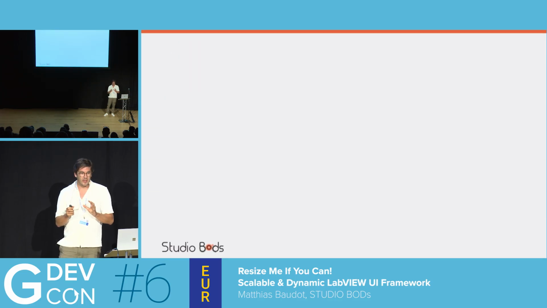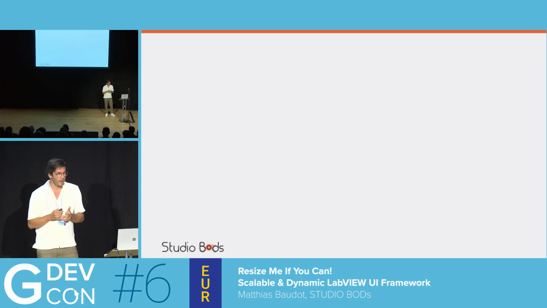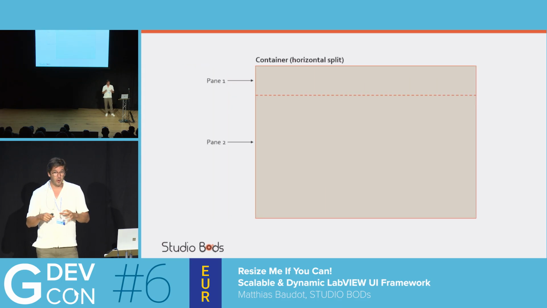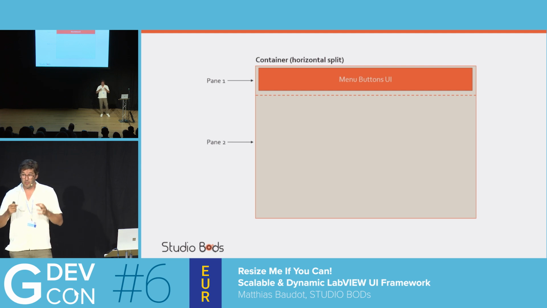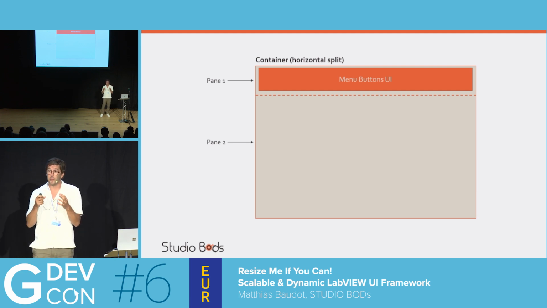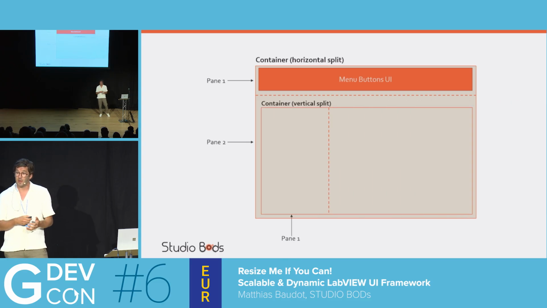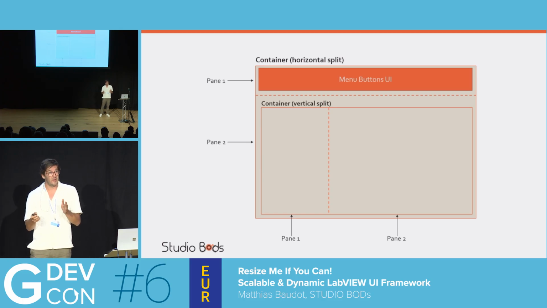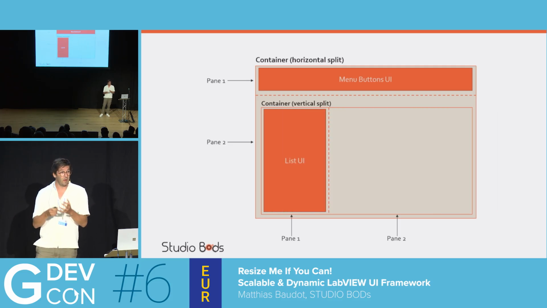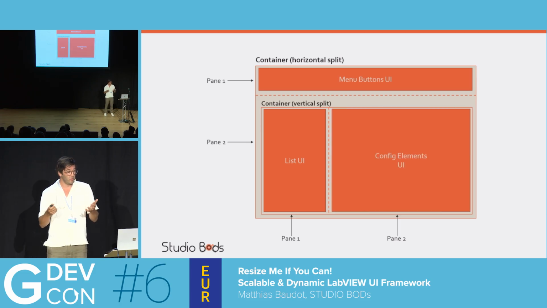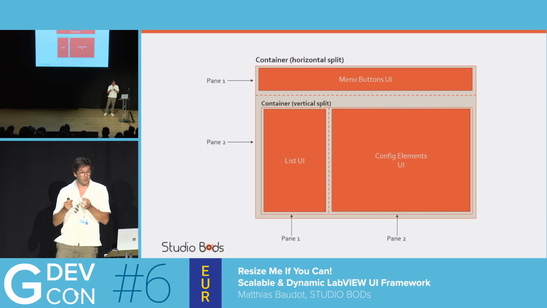Now imagine we are implementing this application in a completely different way, where we could dynamically at runtime instantiate a container. This is a horizontal container, horizontally split. And you have two panes on that container, and on pane one, we would dynamically at runtime load our menu buttons UI. And on pane two, we would dynamically at runtime load another container, this time vertical. And on pane one, we would dynamically at runtime display a list UI. And on pane two, we would dynamically at runtime load different configuration UIs.